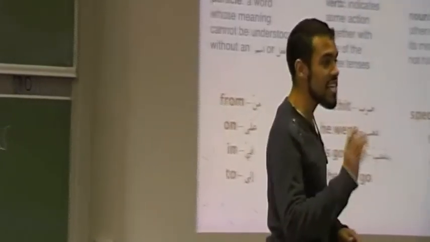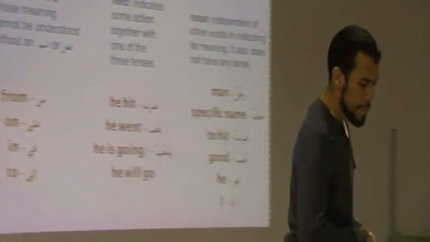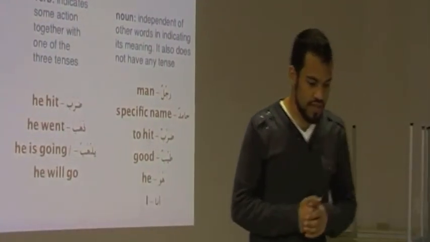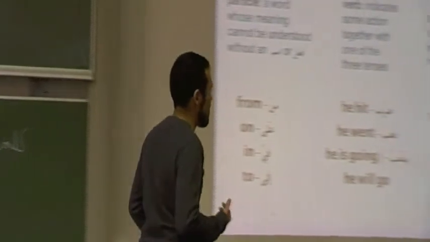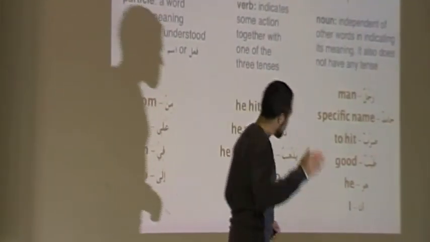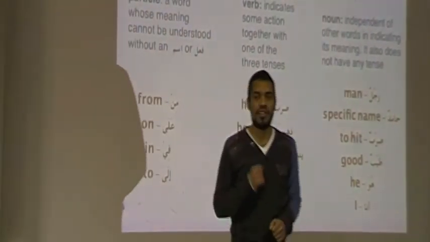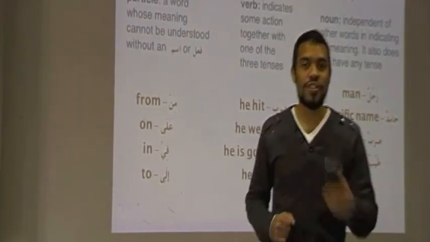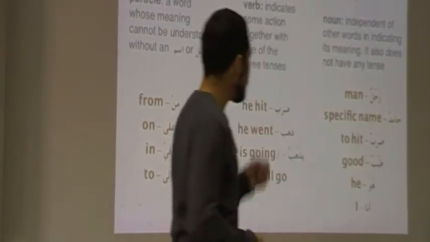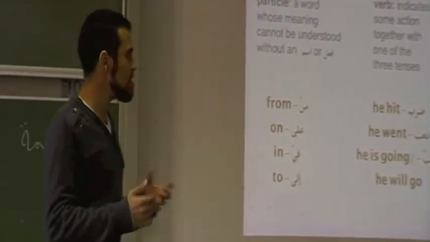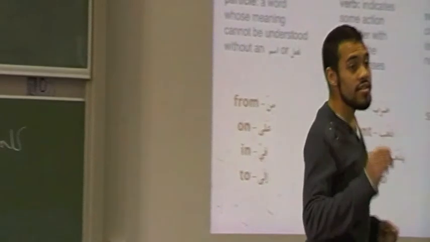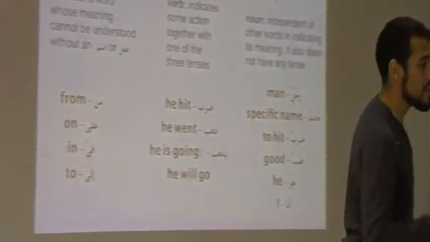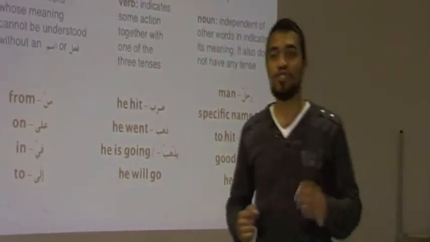It also does not have any tense. For example, rajulun. Say the first word. Rajulun. It means a man. Hamidun. This is a specific name, the name of Hamid, one who praises. Darbun. Darbun means to hit.